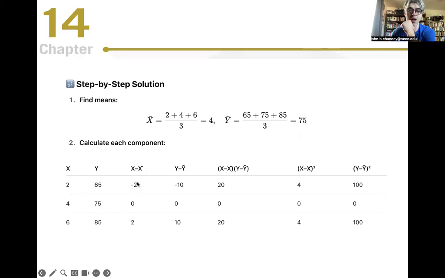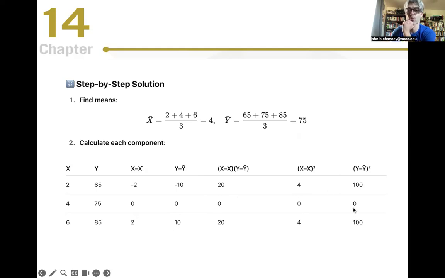Now to find our numerator and denominator, we are going to subtract the mean from each individual value. We can see that here: 2 minus 4, 4 minus 4, and 6 minus 4. I'm sorry, I was looking at the wrong column. And then we do the same thing for our Y column. We multiply those variables, and we do the same thing with squared values.